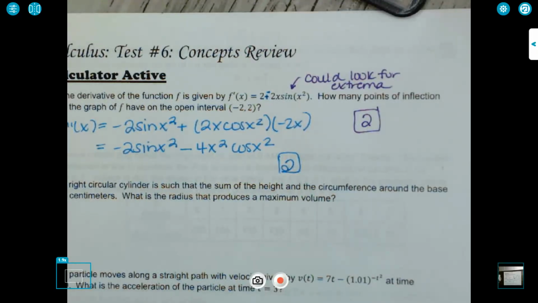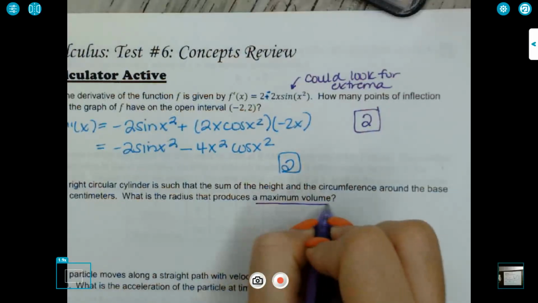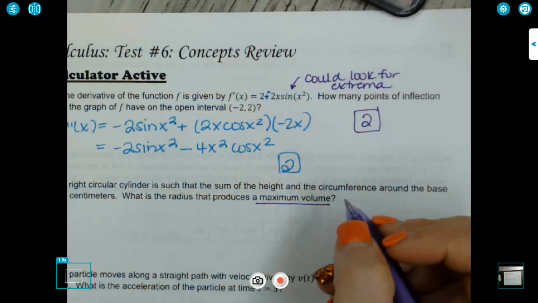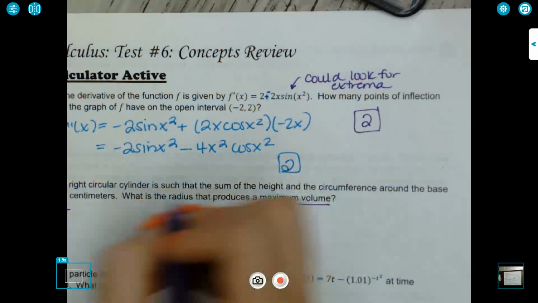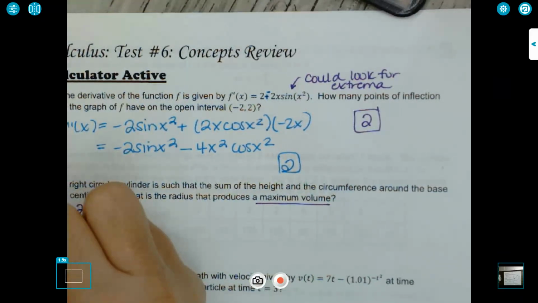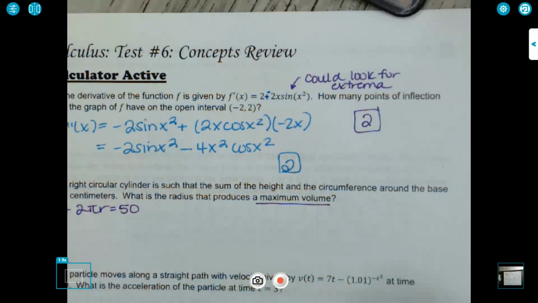A right circular cylinder is such that the sum of the height and the circumference around the base is 50 centimeters. What is the radius that produces a maximum volume? So again, important right there, maximum volume is what we're looking for. Okay, so it's the sum of the height plus the circumference, so h plus 2 pi r is equal to 50 here for us.